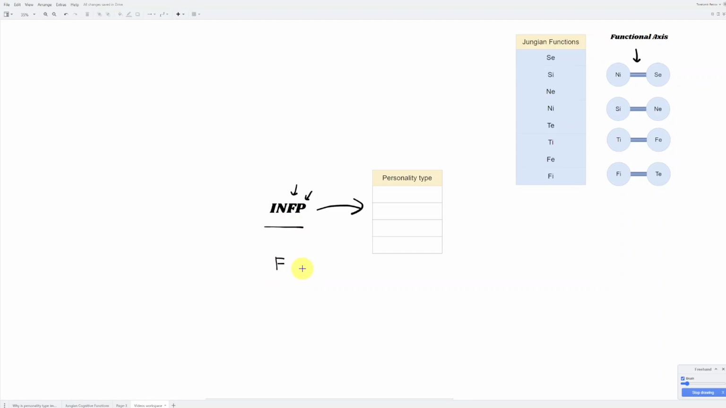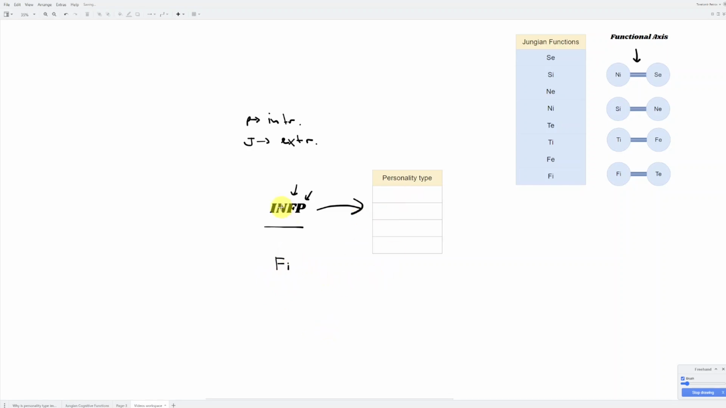So P is for extroverted orientation, and actually, sorry, it's the opposite. P is for introverted orientation, and J is for extroverted. Let's write down: P is for introverted, and J is for extroverted. In this case it's P. This means that the function is introverted. So we have determined one of the functions.